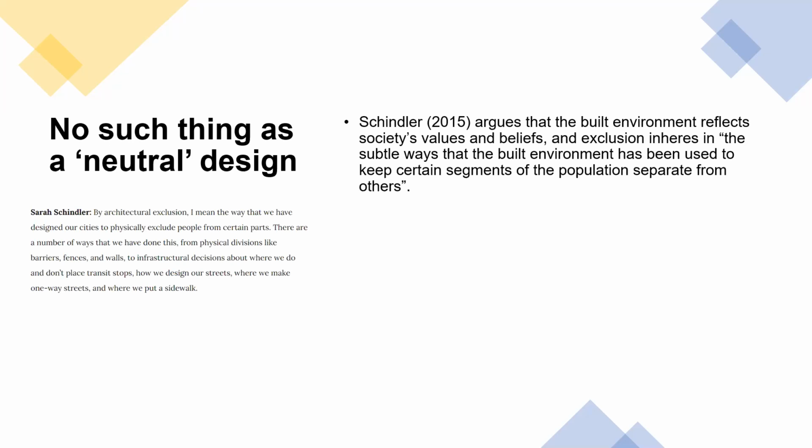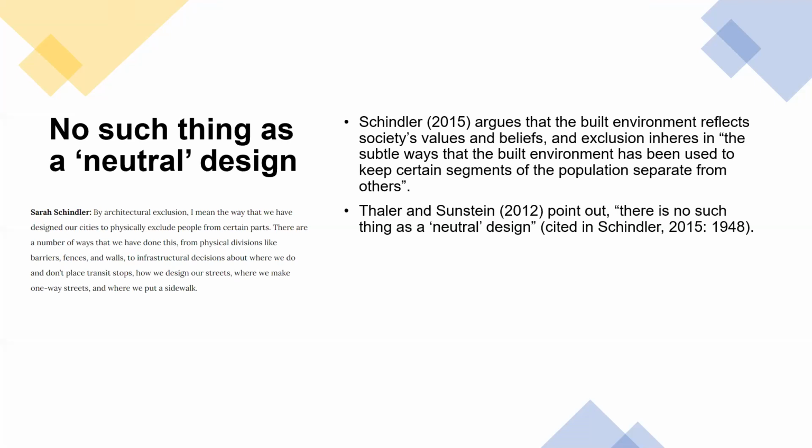By architectural exclusion, she says, I mean the way we have designed our cities to physically exclude people from certain parts. There are a number of ways we have done this, from physical divisions like barriers, high fences and walls, to infrastructural decisions about where people must place transit stops, and how we design our streets. Where do we make one-way streets? Where do we put a sidewalk, and where don't we put a sidewalk? In all of this, we are trying to control how people use the environment.